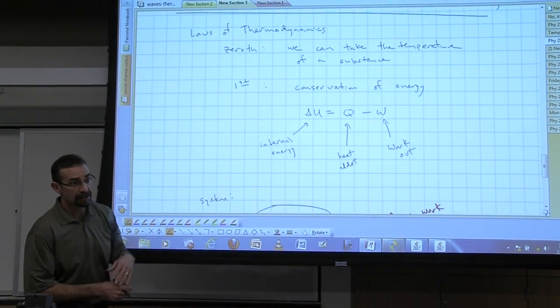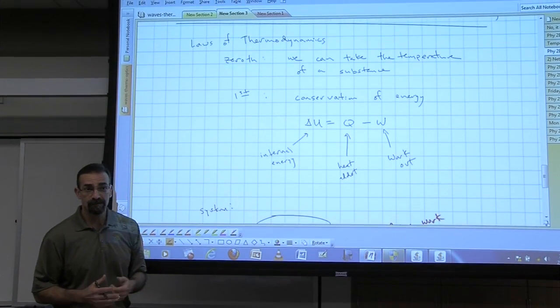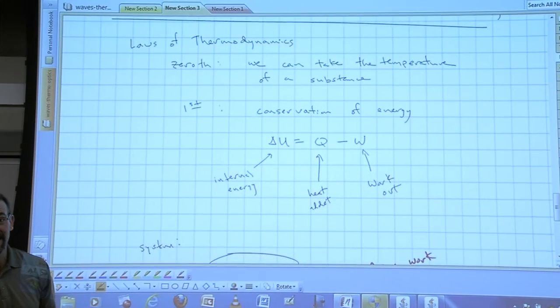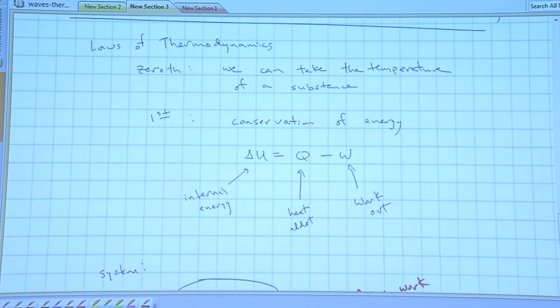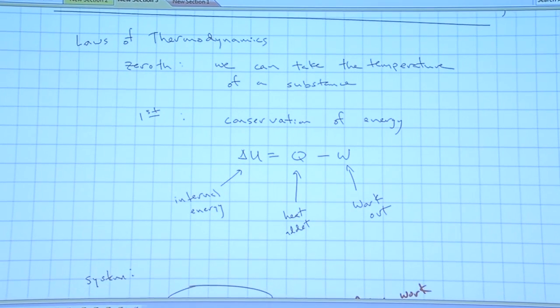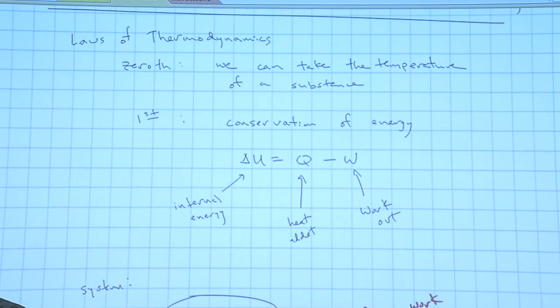Zeroth Law, what does that mean? It means they came up with the first law, and they realized that you needed some more information, right? We needed a law before that. And so they added in the Zeroth Law later. And the Zeroth Law basically tells us that we can take something's temperature.